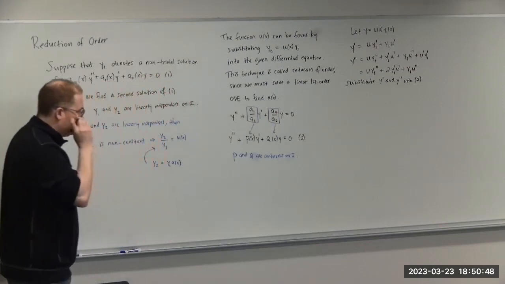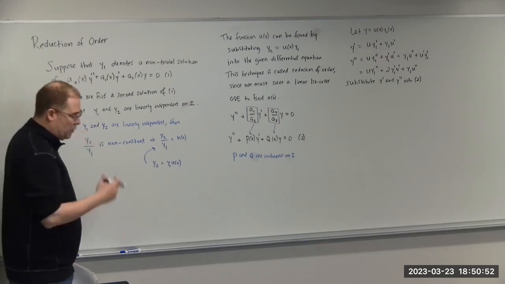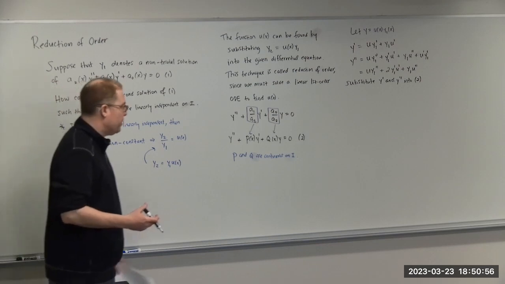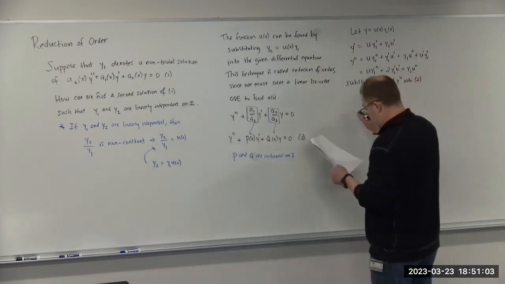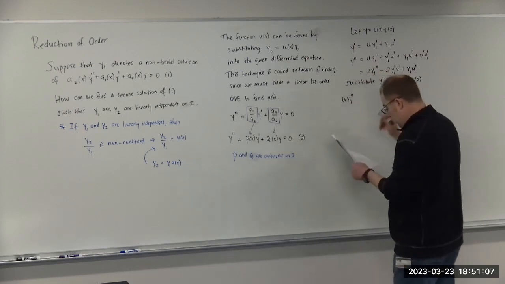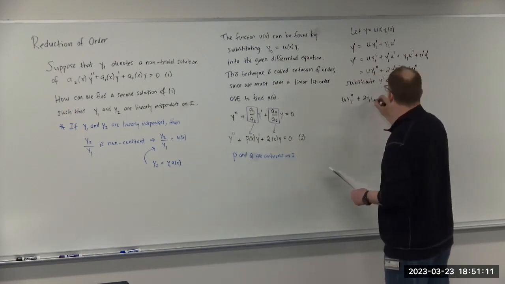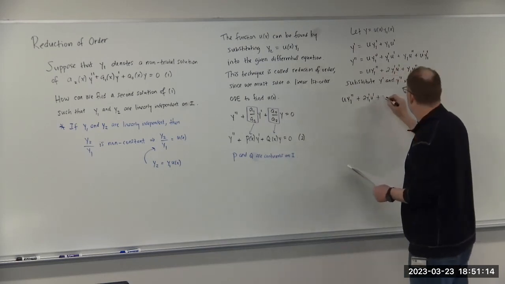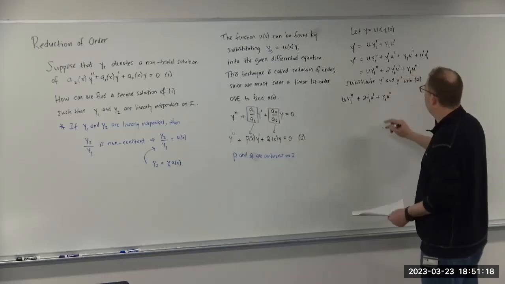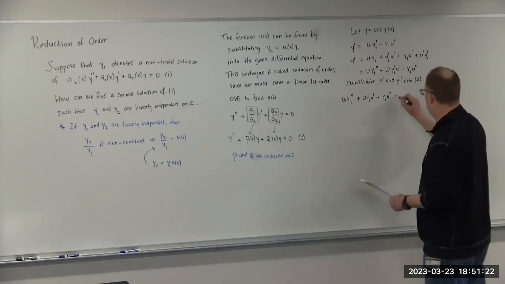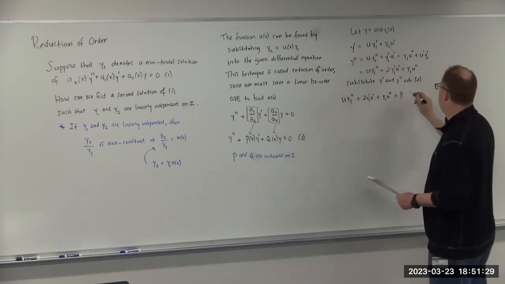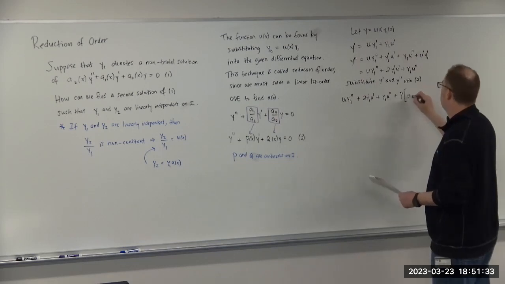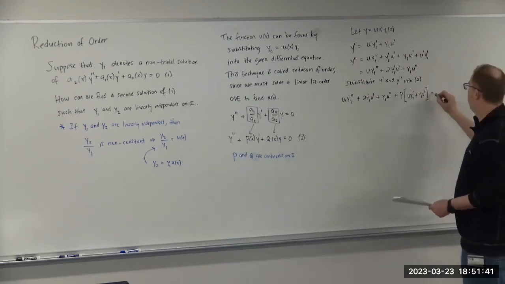It's going to be a little bit of work, but eventually we're going to get down to a first order linear differential equation, which is really nice to work with. So substituting these in, we're going to have u double prime, there's the first one, and second we're going to have P times y prime, which is here. And then we have Q times y.